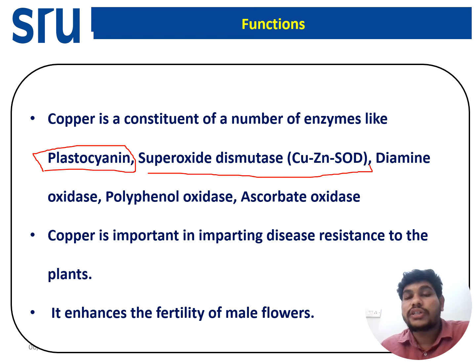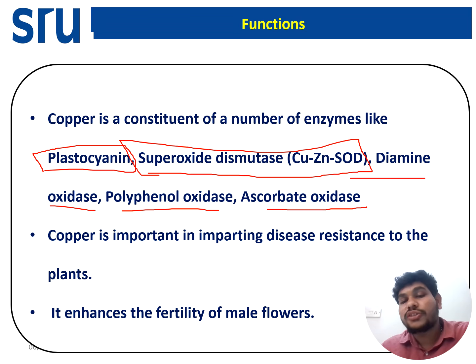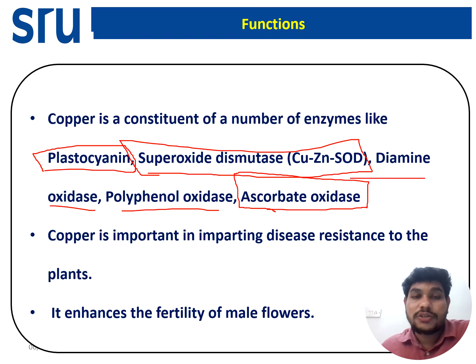Superoxide dismutase is responsible for detoxification of free radicals. Diamine oxidase is responsible for protein formation. Polyphenol oxidase is responsible for lignin formation. Ascorbate oxidase is activated when there is more stress and ascorbic acid forms. To counter that ascorbic acid, the plant will release ascorbate oxidase to avoid leaf shedding. So if copper is there, ascorbate oxidase will be produced and leaf shedding will reduce.